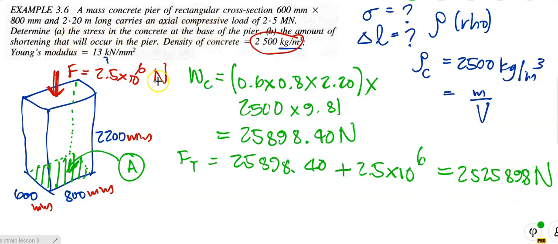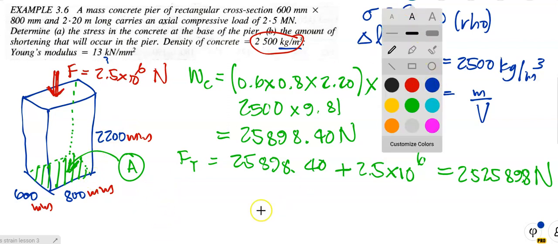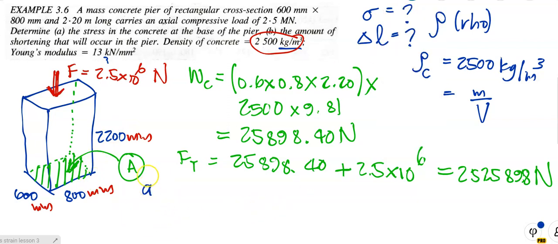Right, number A. Calculate the stress in the concrete at the base of the pier. What's the formula for stress? It is force over area. There we go, I give you a mark for that. Stress is equal to force over area, which is 2,525,898.